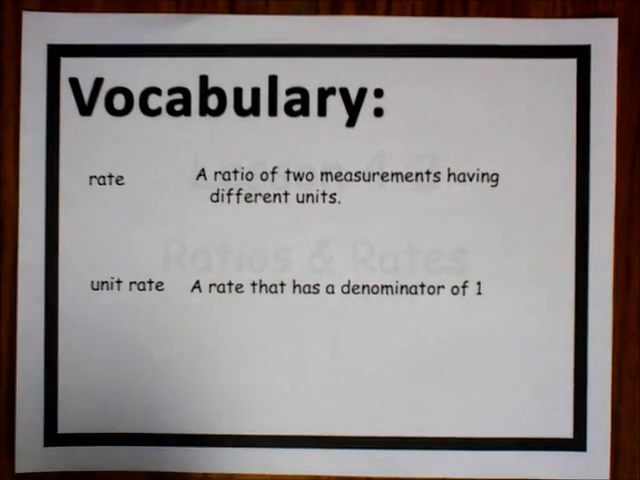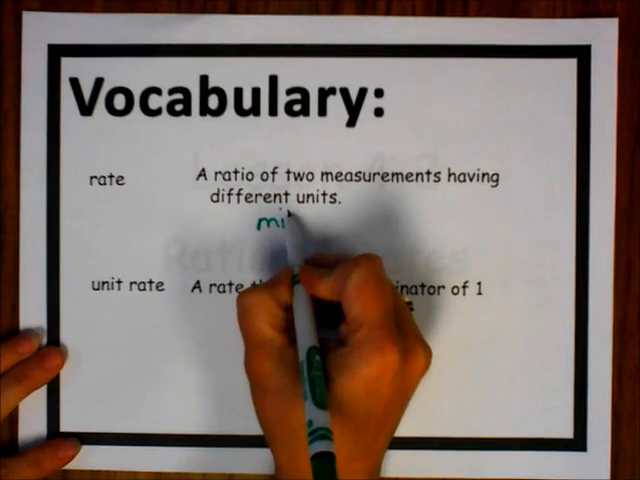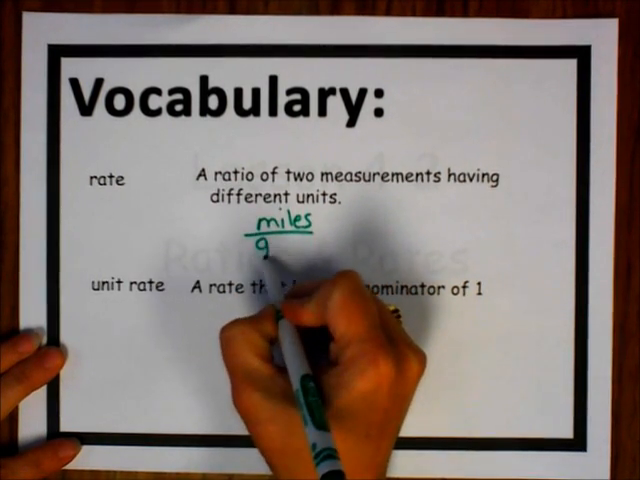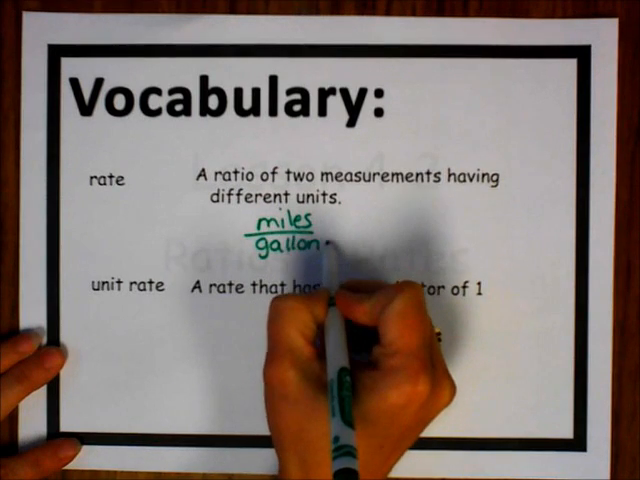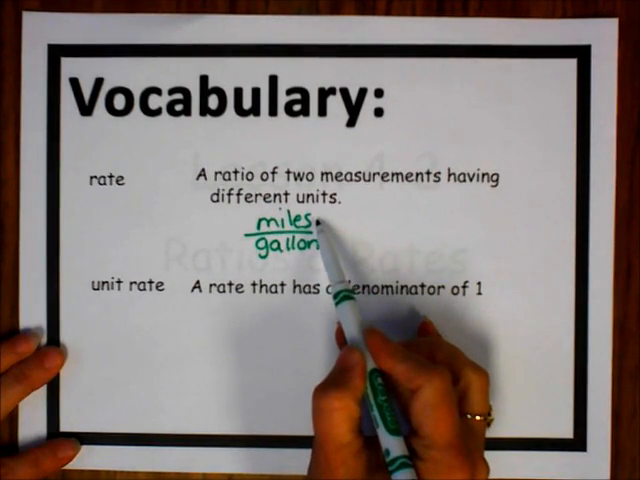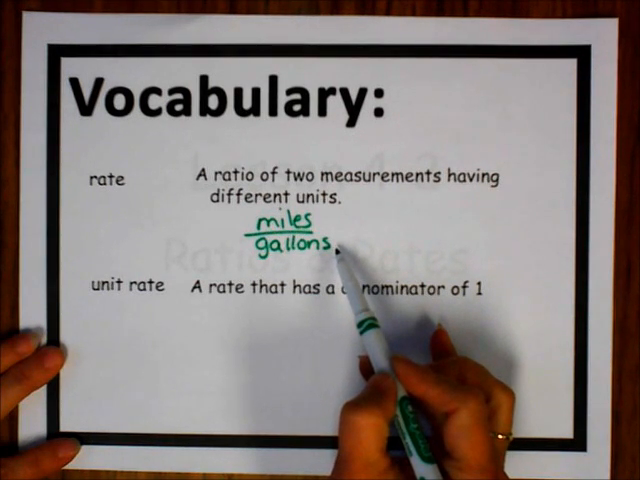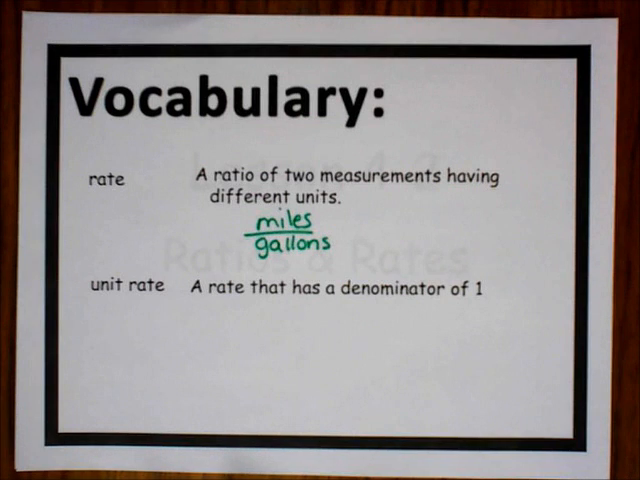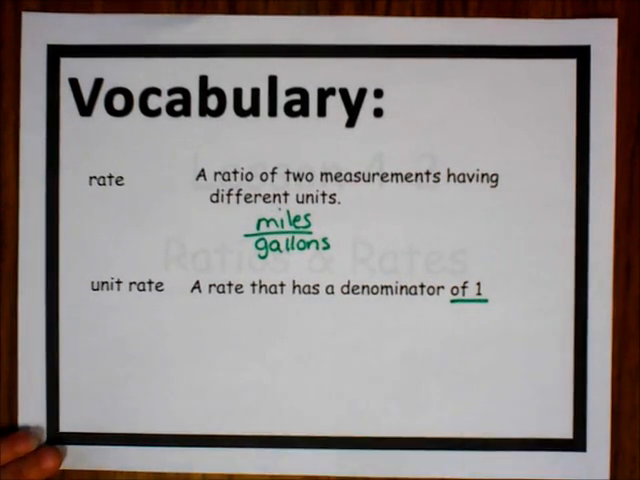For example, I could compare miles to gallons. I am using two different measurements, miles which measures distance and gallons which measures capacity. So I have two different units, therefore it is a rate problem. The next is a unit rate. A unit rate is a kind of rate and a ratio, but it must have a denominator of 1.